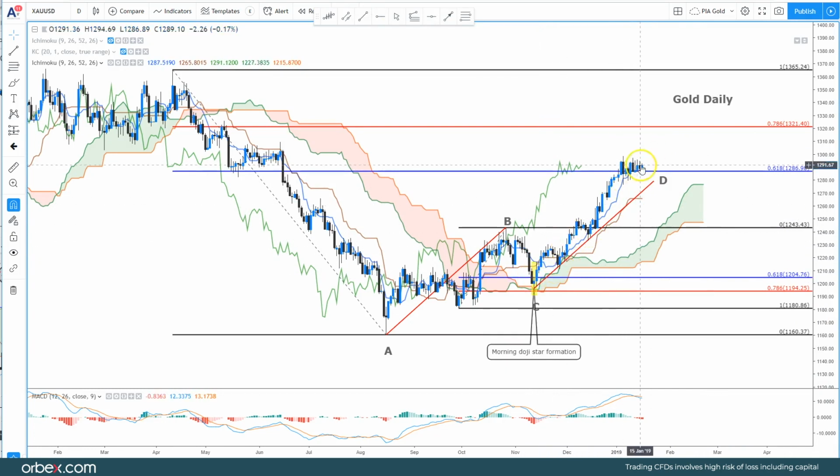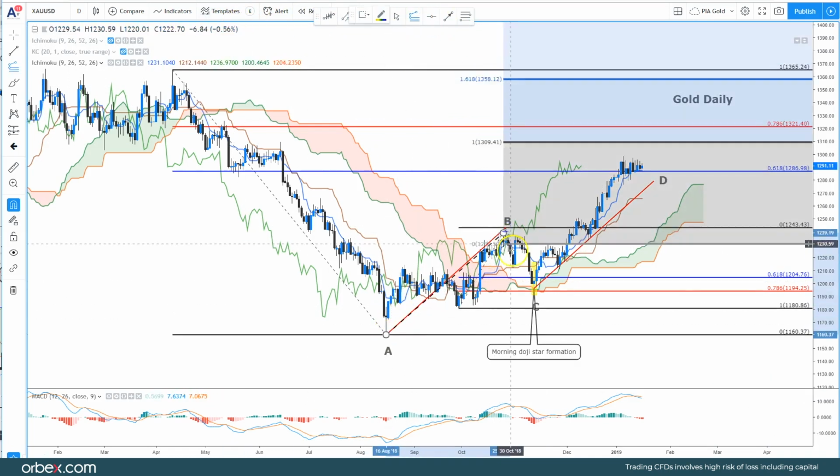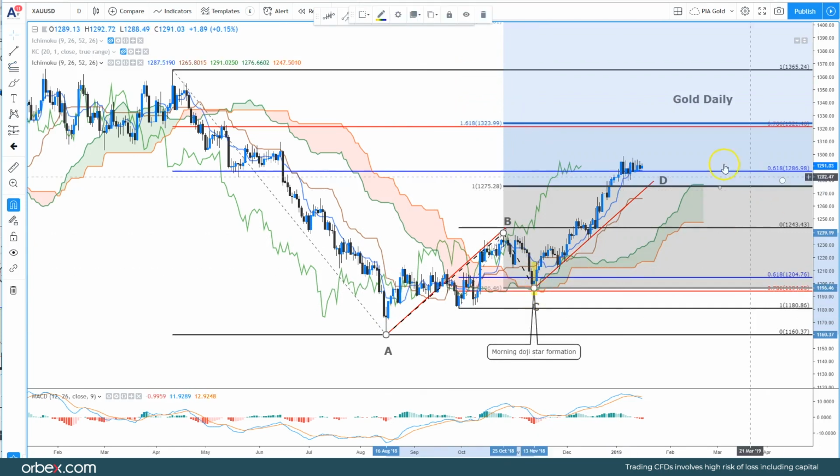We think this is an impulsive third wave. So we'll call this wave 1, wave 2 retracement, and this is the wave 3, which should extend to somewhere around the 161.8 fib extension. Let me just get an extension tool on here and show you this. And there we see it coming in at about 1324, 25. So that's what we're seeing at the moment.